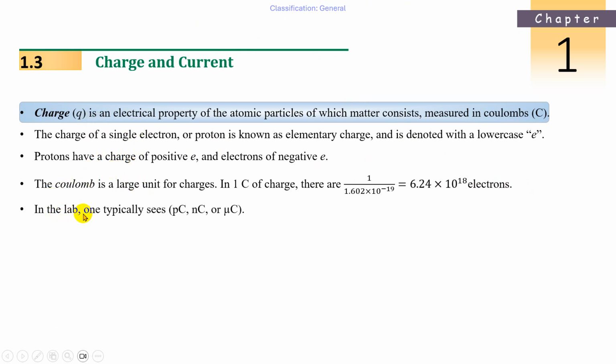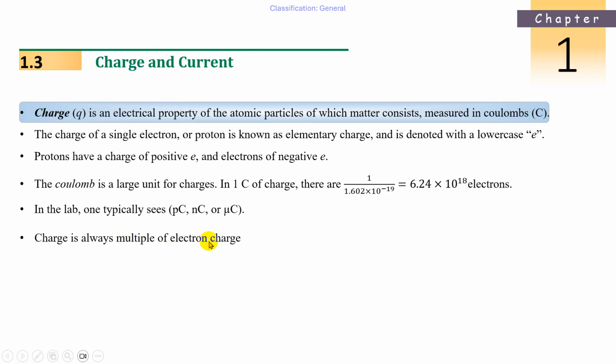Now, in the labs, generally, one typically sees picocoulombs, nanocoulombs, and microcoulombs. What is micro, nano, and pico? Micro means 10 power minus 6, a small value. Milli is 10 power minus 3, meaning 1 divided by 1000. Micro is 1 divided by 1000 times 1000, that is 1 divided by a million. Like this we have nano, 10 power minus 9, and pico, 10 power minus 12. So these small values we get in coulombs.